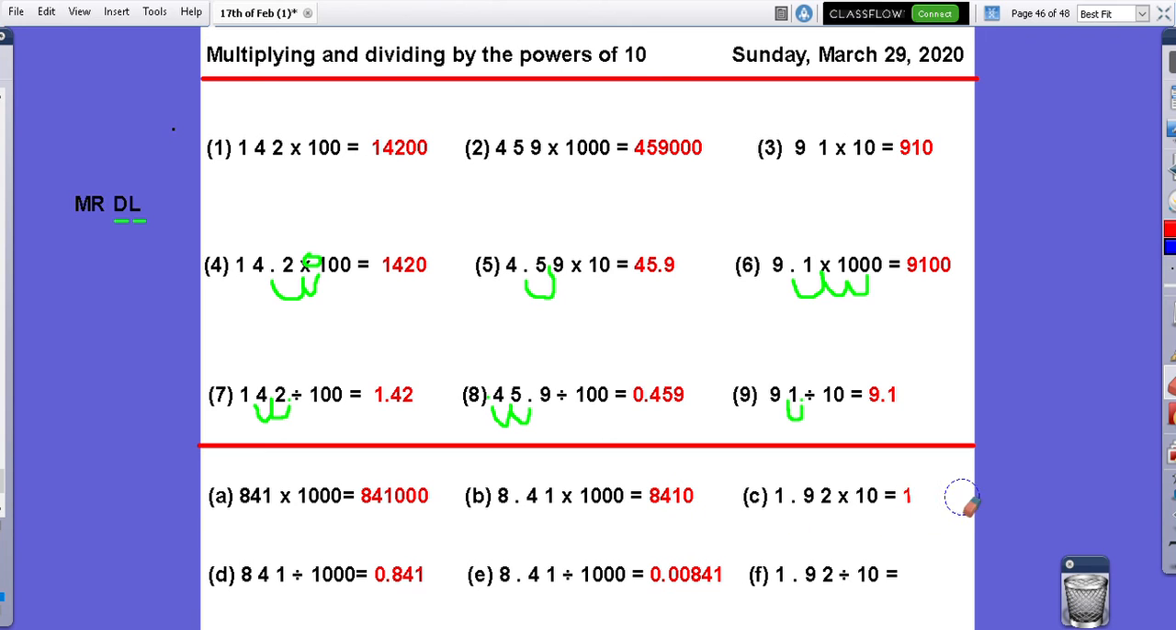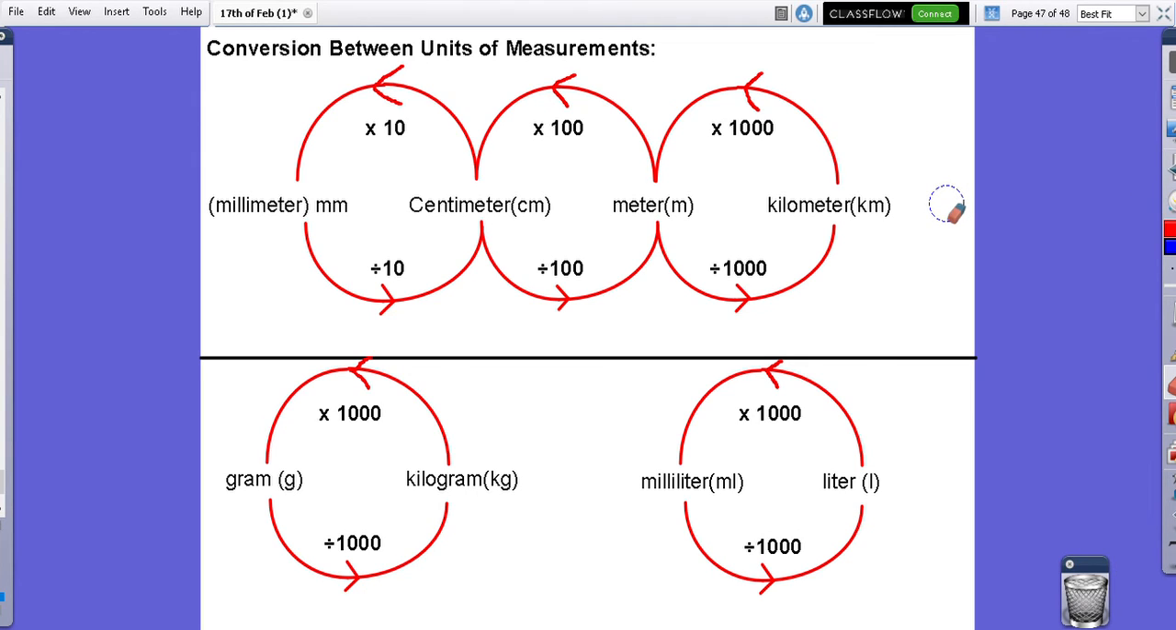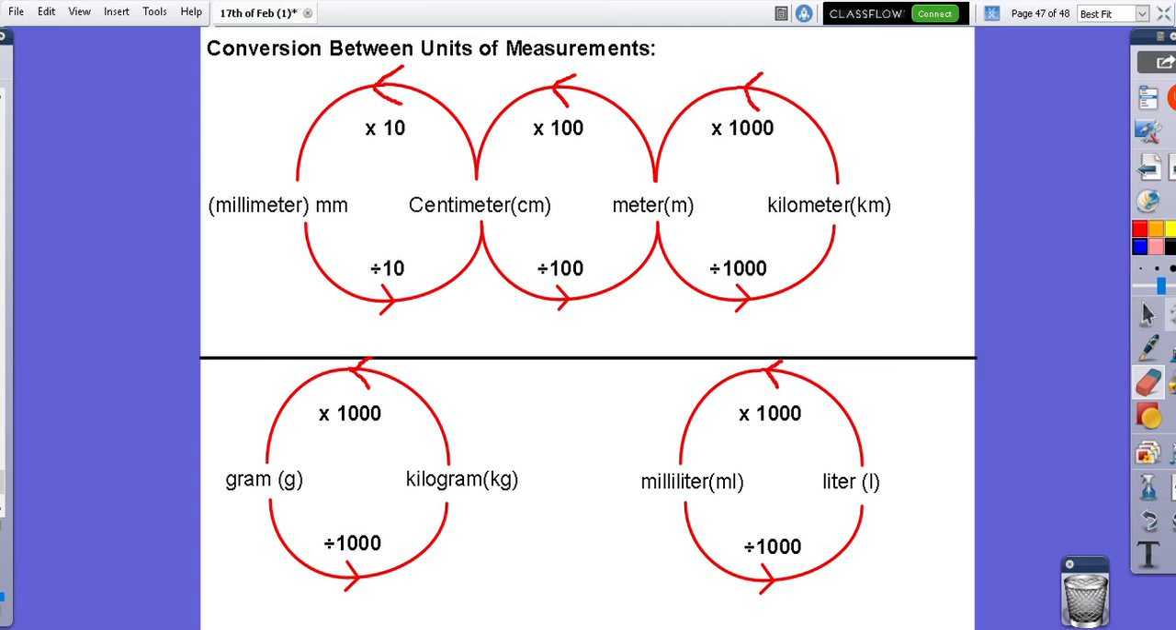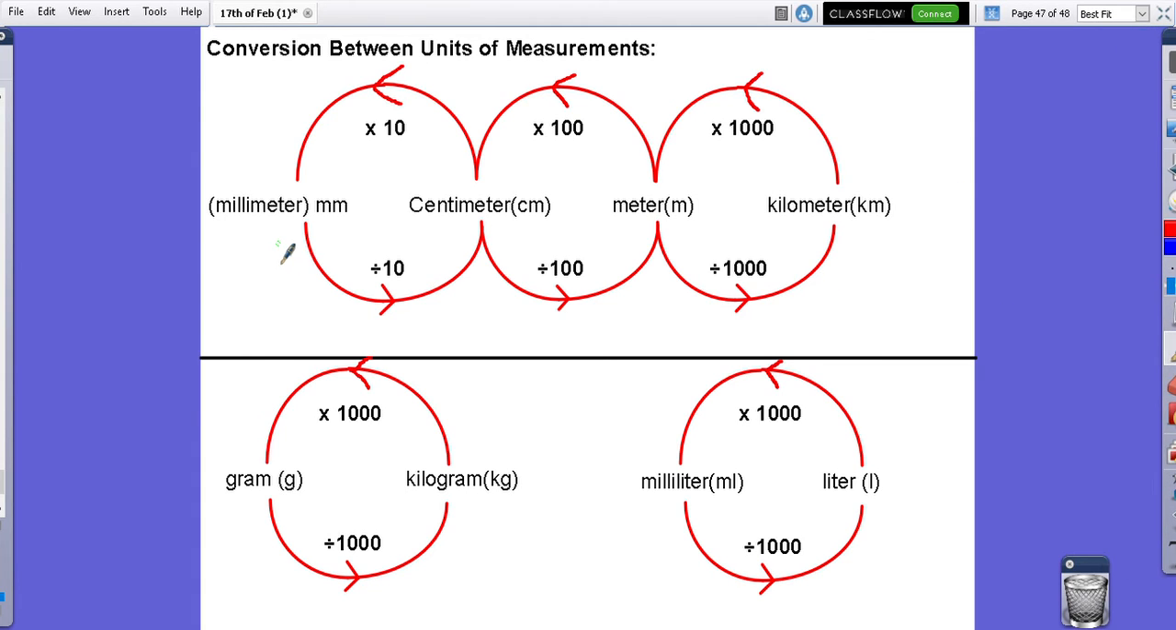All right, the second part of the lesson was about converting units of measurements. We took this in the class, how to convert between the different units of measurements. The first thing that you need to learn is knowing how to draw this. This is very important to learn how to draw this.